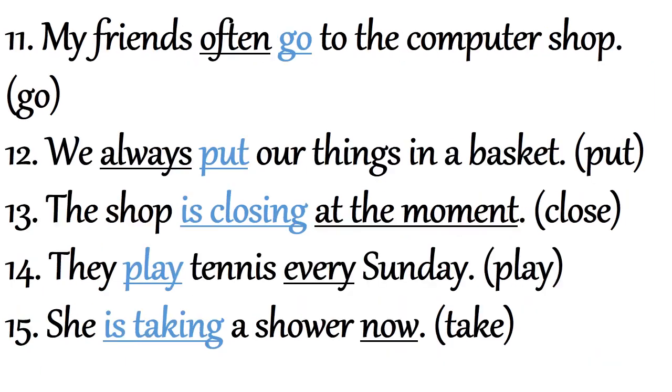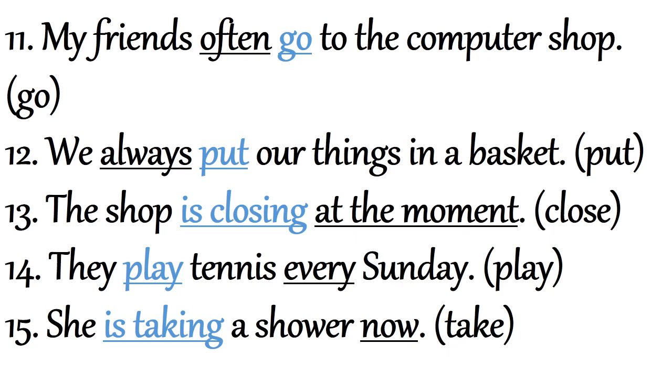My friends. Friends are plural subjects, often go to the computer shop. So with a plural subject in present indefinite tense, we use the first form of the verb, that is go. We always put our things in a basket. The word always is mentioned and we is plural. That's why we have used here the first form of the verb, put.